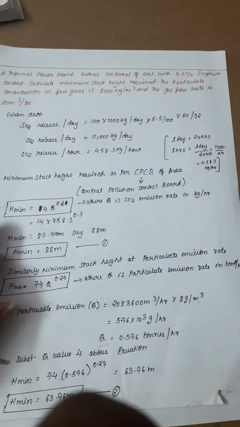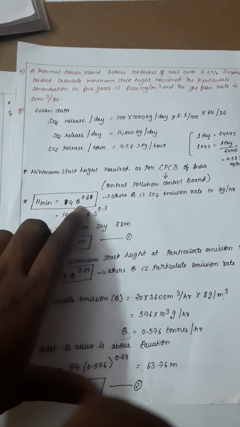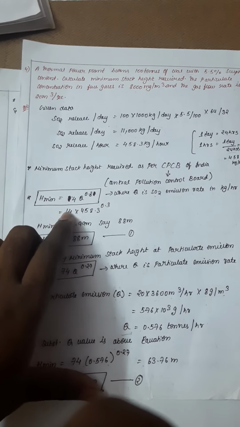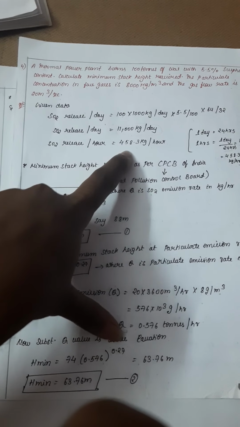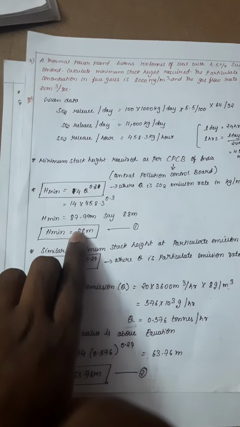Q is nothing but the emission rate. So the SO2 emission rate is in kg per hour, and the particulate emission is in tons per hour. So these are the H minimum formulas for the various pollutants. Going to the formula, H minimum is equal to 14 into Q power 0.3. What is the Q value we got in 1 hour? 458, power 0.3, we substitute and get 88.